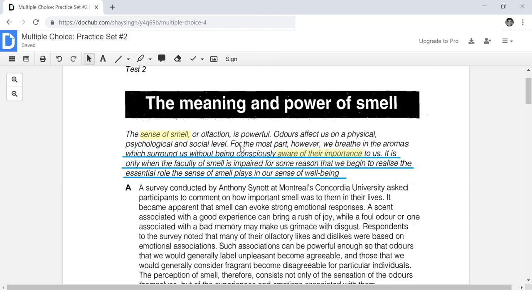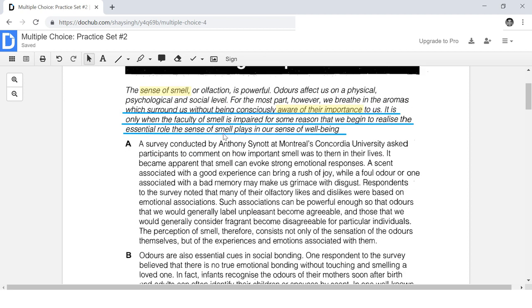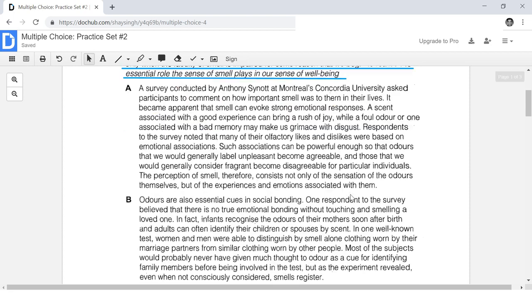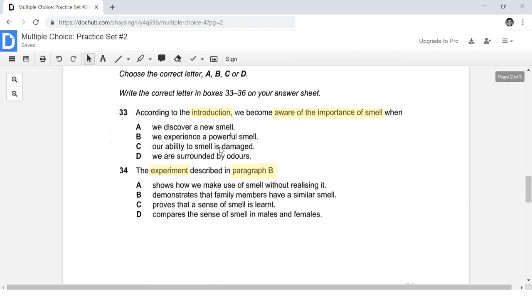Let's read it. Let's start reading from over here since this is the sentence in which our keyword appears. For the most part, however, we breathe in the aromas which surround us without being consciously aware of their importance to us. It is only when the faculty of smell is impaired for some reason that we begin to realize the essential role the sense of smell plays in our sense of well-being. Okay, now let's go down here to our question and let's go through these answer choices. Let's see which one of these answer choices is the best fit.